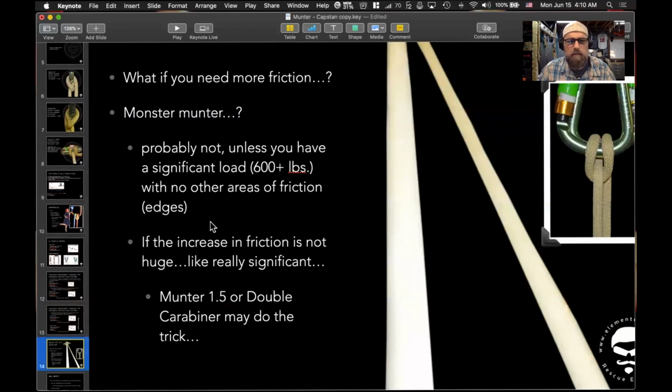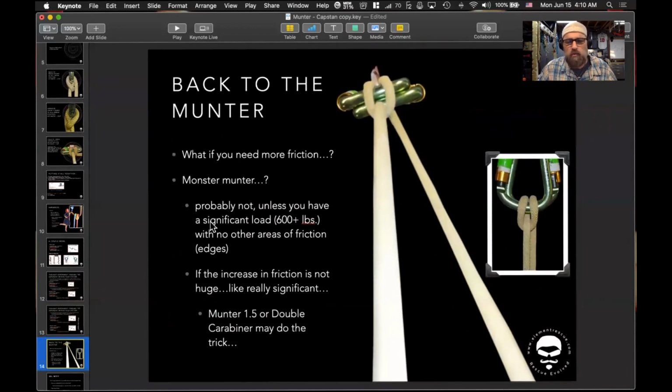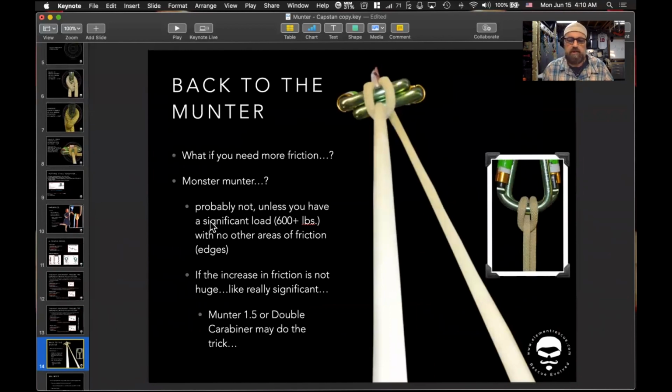So winding this thing up, back to the Munter. What if you need more friction? People usually jump to the monster Munter, when in reality, that's probably not needed unless you're looking at a load that's in excess of 650 pounds without any other edges giving you help, right? So if I had an edge, let's say of granite, or if I'm in the mountains doing this, that edge is going to help me out tremendously. It's going to take weight off my anchor. It's going to take weight off the amount that I'm going to have to control them with, because that edge takes a bunch of that weight.